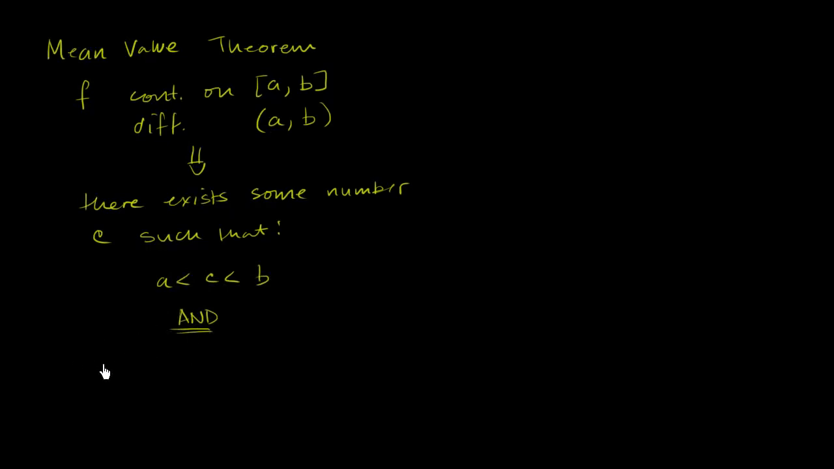The meat of it is that the derivative of our function at that point, you could view it as the slope of the tangent line at that point, is equal to essentially the average rate of change over the interval. Or you could even think about it as the slope between the two endpoints. So the slope between the two endpoints is going to be your change in y, which is your change in your function value, so f of b minus f of a over b minus a.